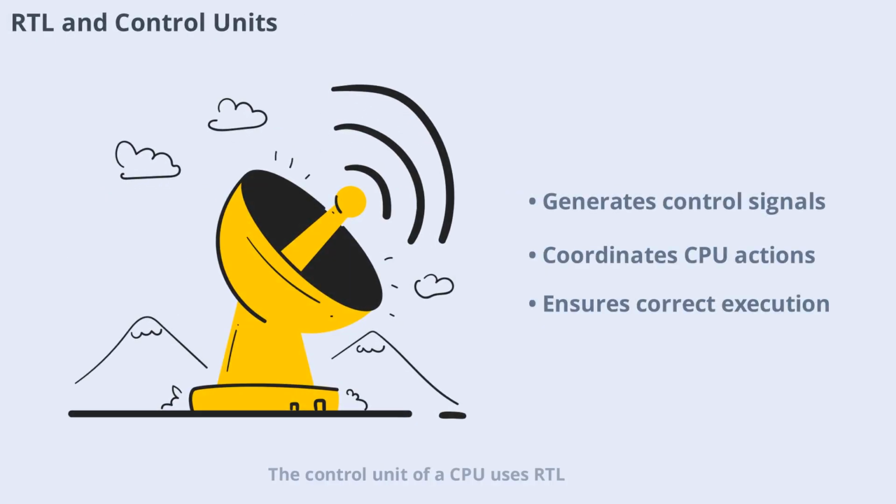The control unit of a CPU uses RTL descriptions to generate the necessary signals for each operation. By interpreting RTL statements, the control unit knows when to activate registers, perform arithmetic, or access memory. This coordination is what enables the CPU to execute instructions correctly and efficiently.